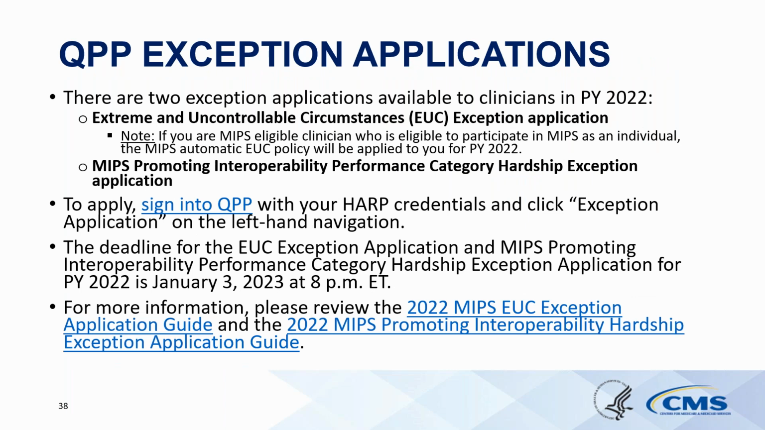QPP exception applications. There are two exception applications available for performance year 2022, the extreme and uncontrollable circumstances or EUC exception application, and the MIPS promoting interoperability performance category hardship exception application. To apply, you need to sign into QPP with your HARP credentials and click exception application on the left-hand navigation. The deadline for both applications for performance year 2022 is January 3rd, 2023 at 8 p.m. Eastern Time. For more information, please review the 2022 MIPS EUC exception application guide and the 2022 MIPS promoting interoperability hardship exception application guide, both available on the resource library on the QPP website. Next slide, please.